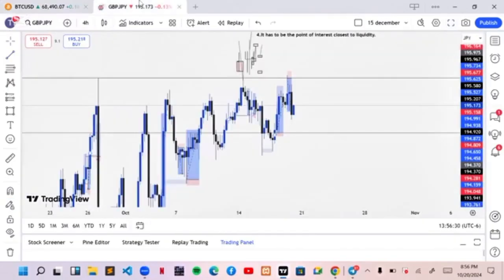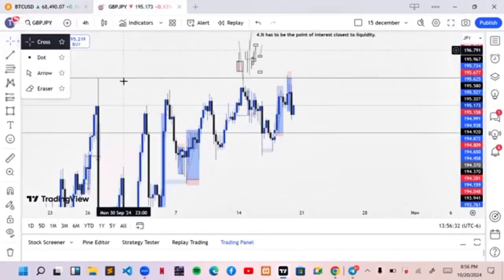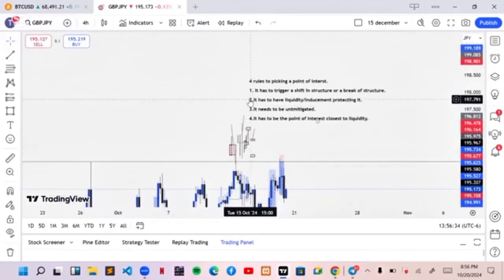So just make sure that it obeys these four rules right here. These four rules: structure shift, has to have liquidity, needs to be unmitigated, and has to be the point of interest closest to liquidity. Once you follow these four rules, it will tell you whether to pick your point of interest from a breaker block or whether to pick your point of interest from your other block. That's just it.